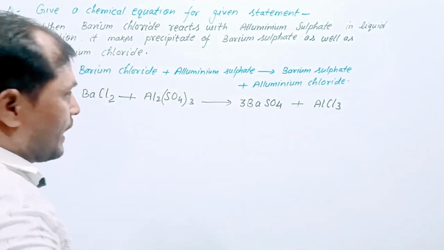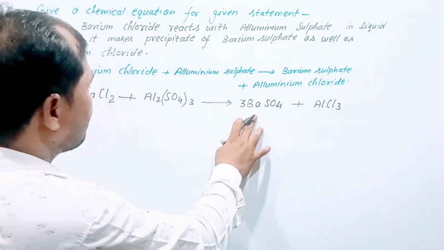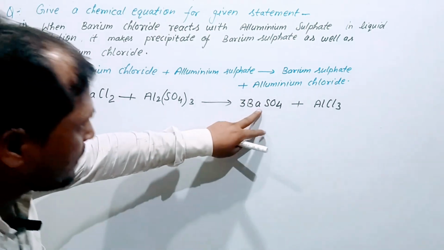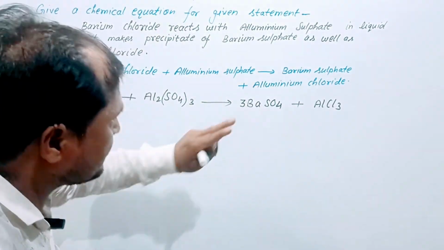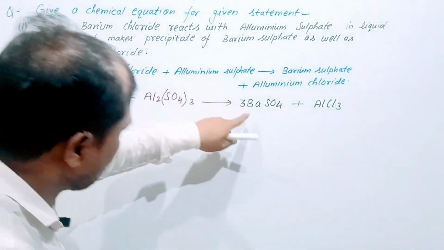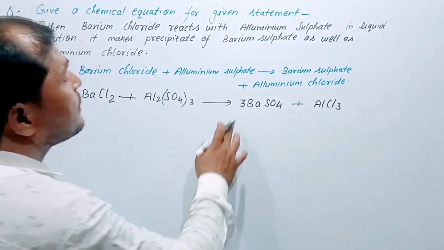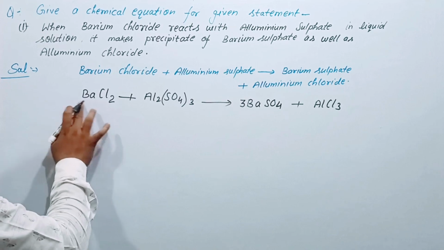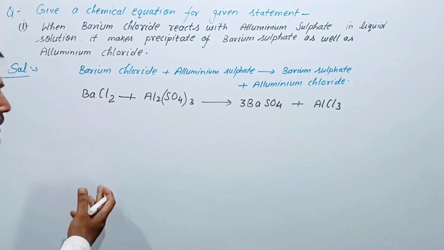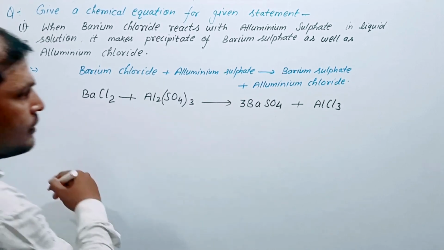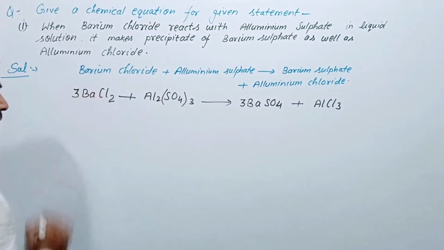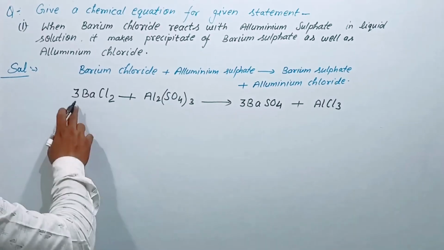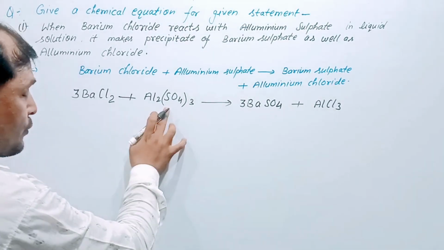Let us attempt to balance barium. Sorry, on the product side the number of Ba is 3, and on the reactant side there is only one Ba. Hence, now multiply barium chloride on the reactant side by 3. Now let us count: 3Ba, 3Ba, 3SO4.